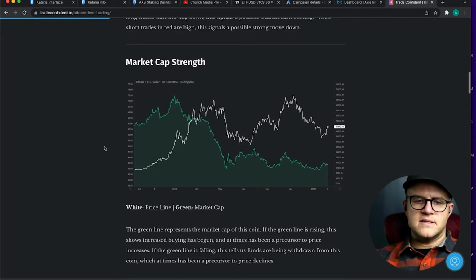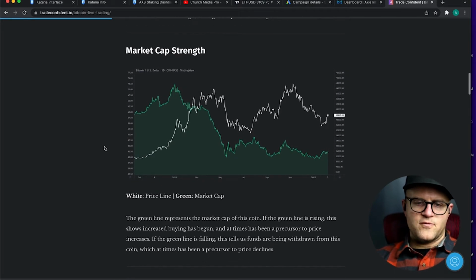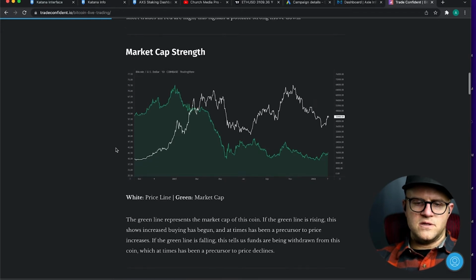Market cap strength. Now this is a new one that he just introduced, and this is free to look at for Bitcoin on tradeconfident.com, but I pay for the Ethereum, obviously. And this is fantastic because it shows you the market cap versus the current price. So the price line is here, and then the market cap is here. Every time the market cap gets really high, it's like a leading indicator for the drops, right?